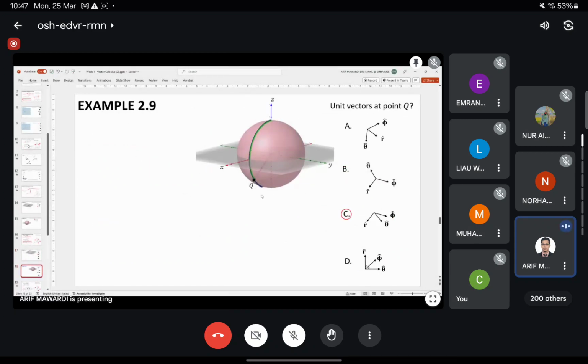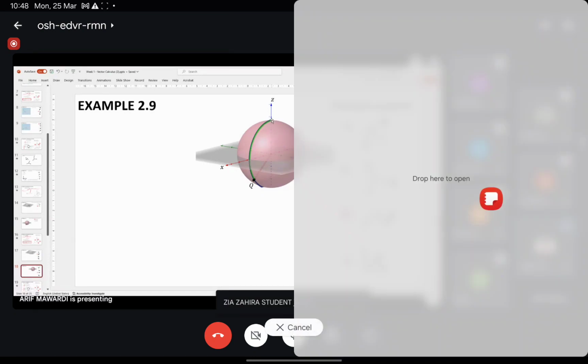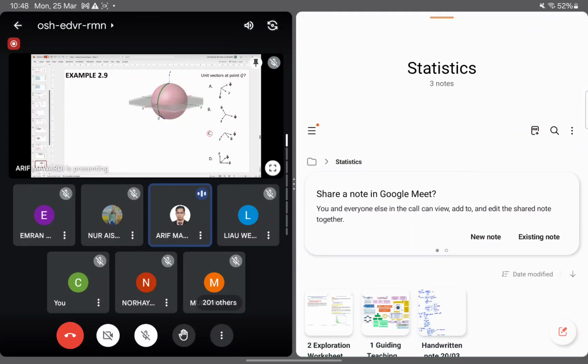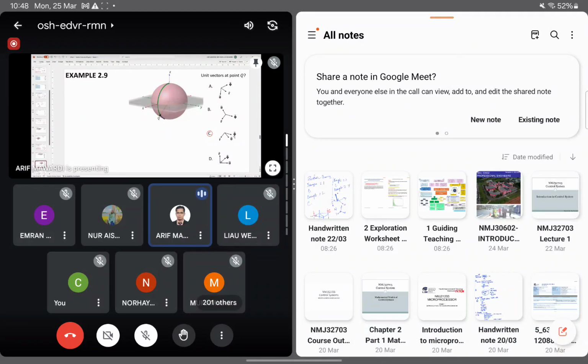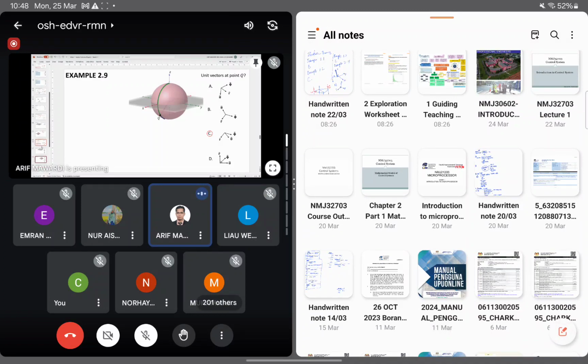We didn't do this last time, but we can do it together now. At this point, we can see that R, which is defined as the distance from the origin, is increasing along this direction. Therefore, at this point, R is pointing along this direction. And then theta, which is defined as the angle from the positive z-axis, is increasing along this direction. So at this point, it will be pointing along this direction. And then phi is defined as the angle from the positive x-axis, so it is increasing along this direction.